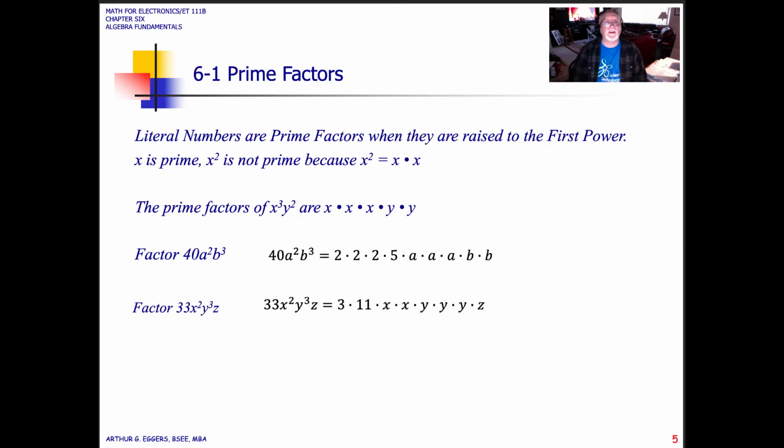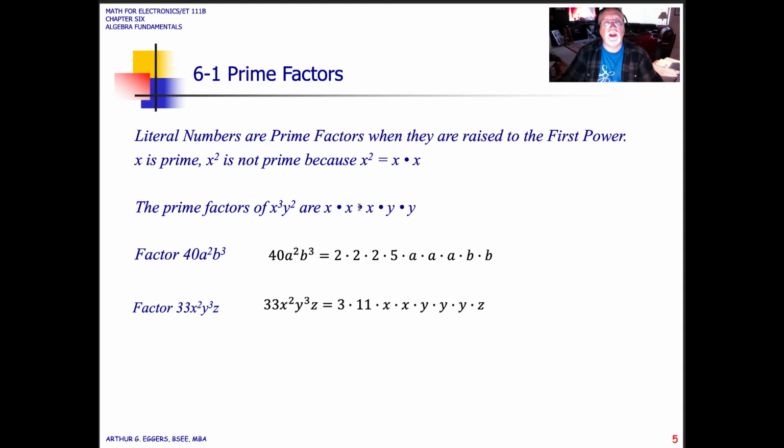So if we take a look at this, literal numbers are prime factors when they are raised to the first power, as in x is prime. But x squared, which is raised to the second power, is not prime. Well, why is that? Because we have two separate values in here. If x was 5, that would be prime. If x squared were 5 squared, that's not prime because we have a power of 2 operating on the 5, so it gives us 25, and that can be factored down.